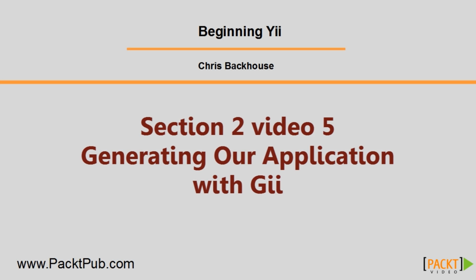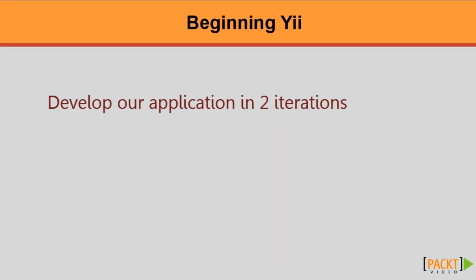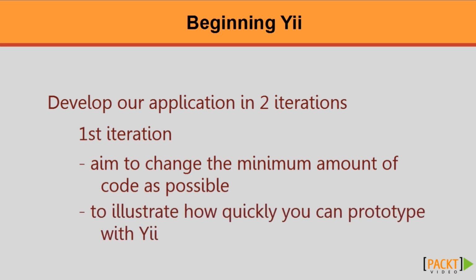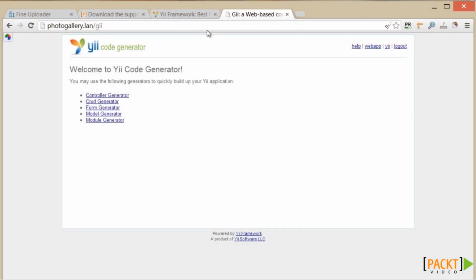Hello. In our last session, we looked at the requirements and data model for our application, and I also mentioned that we'd be developing in 2 iterations. Our first iteration will be accomplished in the next 3 sections, and we'll aim to change the minimal amount of code as possible to illustrate how quickly we can prototype an application. In this session, we're going to generate our application using the Yii module called Gii. So let's call up Gii and get started with generating our application.